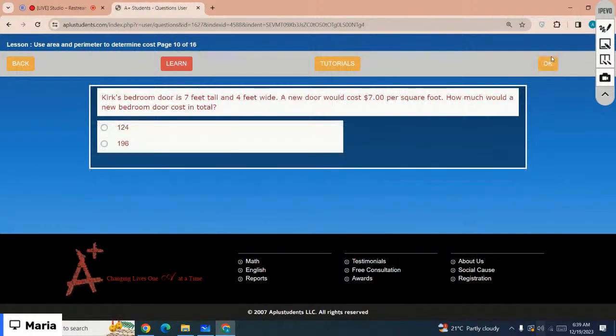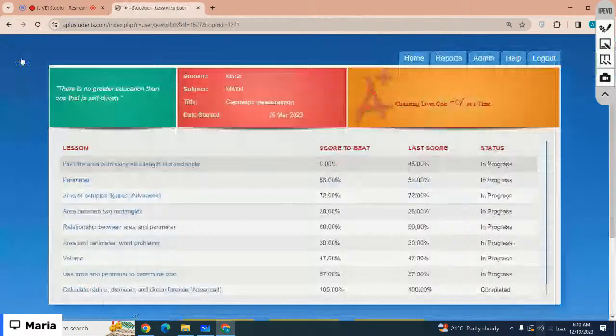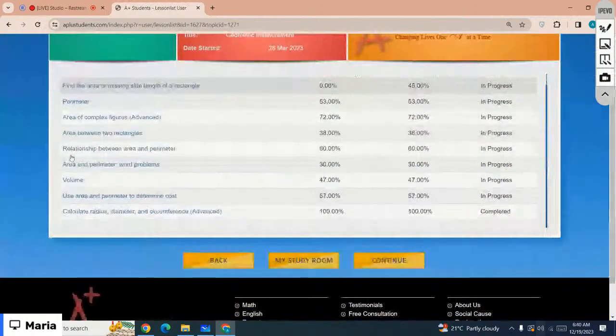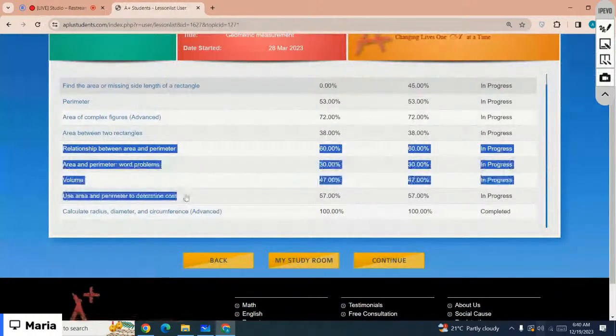Okay, you can complete the lesson by yourself later today. So we were working on grade 4 math. The chapter we were working on is geometric measurement, and the lesson we covered today is the relationship between area and perimeter. Then we did the volume and used area and perimeter to determine cost, right? So please make sure before the next session you complete all the practice questions for the lessons we did today. That is your homework until the next session.